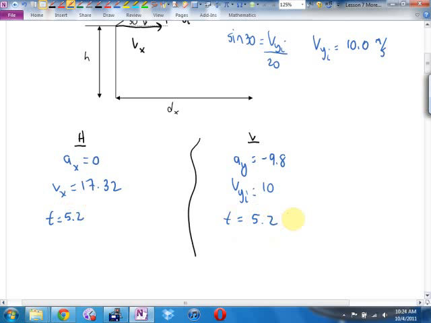Okay. How many things do I know in the horizontal column? 3. I can go to work. How many do I know in the vertical column? Also 3. I can go to work. In fact, I can find anything else you want me to. What does part A want me to find? What's the first thing it wants me to find? Height? Is that vertical or horizontal? Okay.